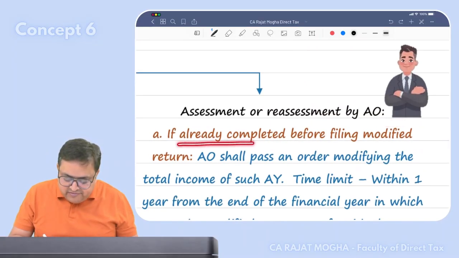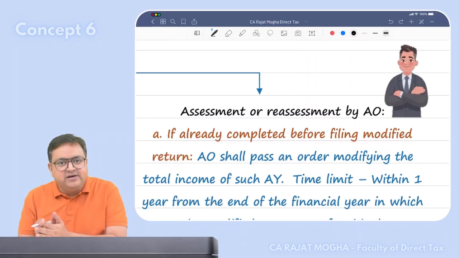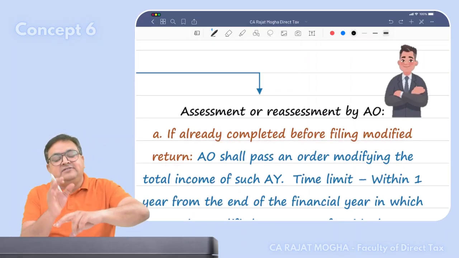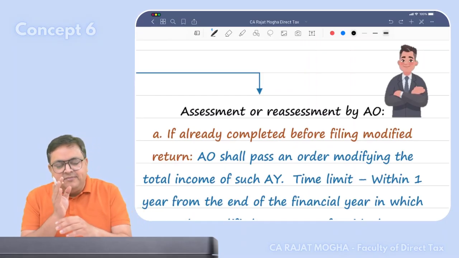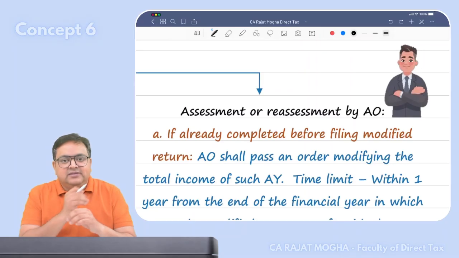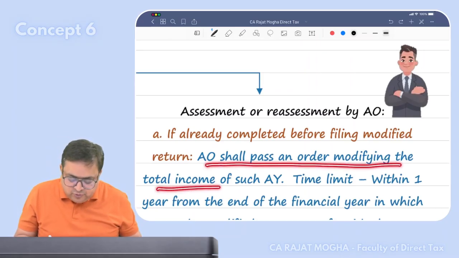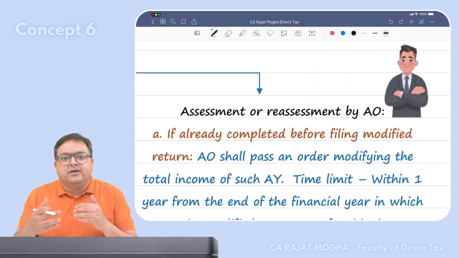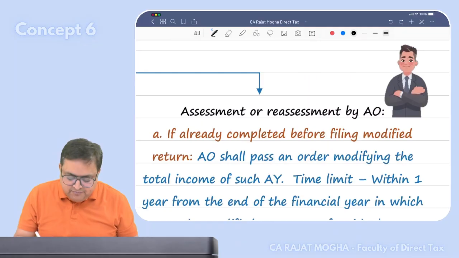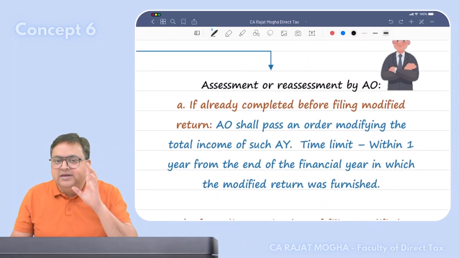If, before filing a modified return, he has already completed the assessment as per the previous return, then what will he do? The AO shall pass an order modifying the total income of such assessment year. So he will modify the income of that year as per the modified return. And the time limit will be, we will give him 1 year more.